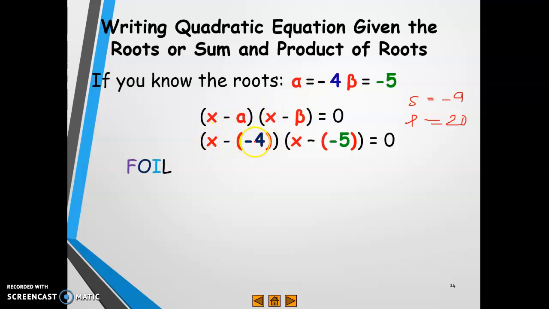So this becomes x plus x times the -4, x minus the -4, and x minus the -5. So that becomes plus the two of them. Then you use the FOIL method.